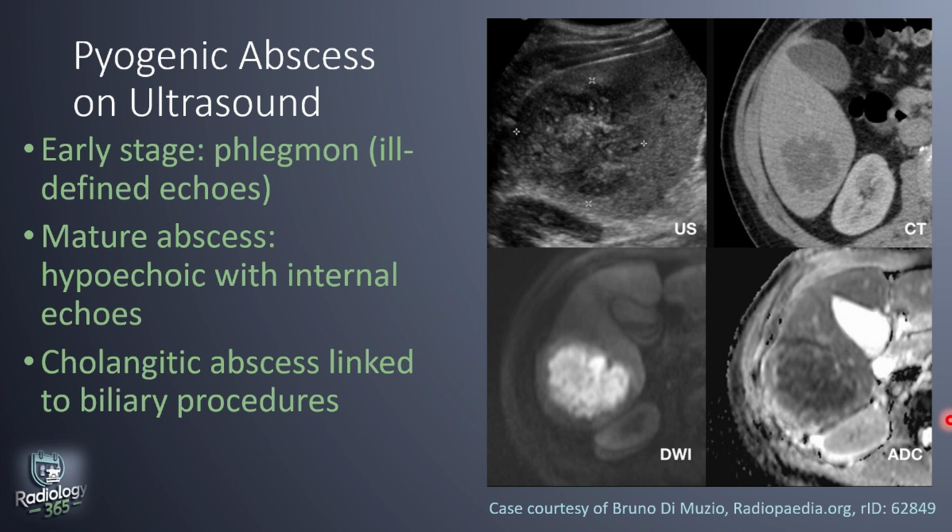Now, these images of the same patient that we saw previously, we now see this ultrasound that shows the segment 6 lesion having heterogeneous content. Same CT image we saw prior with peripheral contrast enhancement and restricted diffusion on DWI and ADC. We see this bright signal on DWI and a loss of signal on ADC, showing that it's restricting, and abscesses show restriction on DWI and ADC.